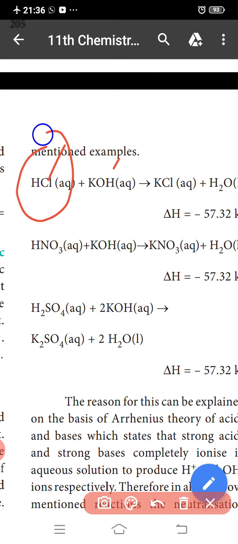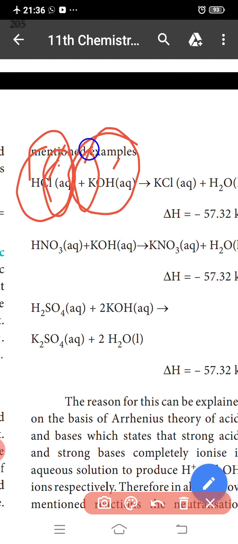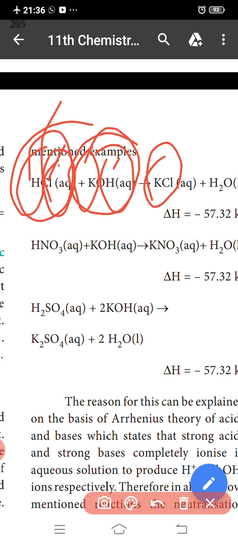Hydrochloric acid reacts with potassium hydroxide: the chlorine combines with potassium to give potassium chloride, and the OH reacts with hydrogen to give water molecules. ΔH is equal to minus 57.32 kilojoule. Another example: nitric acid added to potassium hydroxide gives potassium nitrate plus H2O molecules. ΔH is equal to minus 57.32 kilojoule.